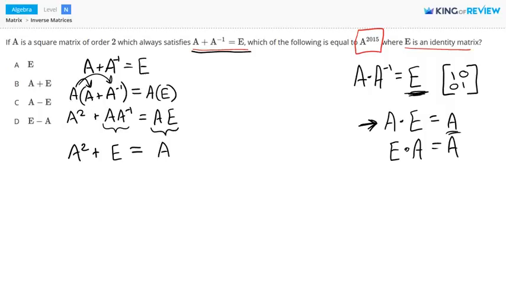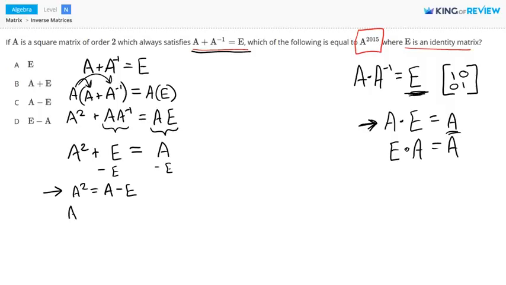Now let's rearrange so we solve for A squared. So I'm going to subtract the E on both sides. So I have A squared equals A minus E. So we know what A squared is.